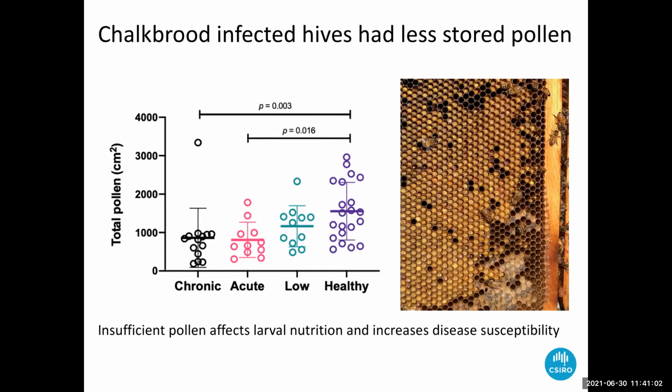What this result really highlights is the importance of hive nutrition for being more resilient to disease. Hives with low pollen levels are generally less able to support the nutrition of developing larvae, and this makes them more susceptible to infection. What was interesting though is that the DNA analysis of the pollen didn't find any differences in the diversity of pollens between chalkbrood and healthy hives, even though the diversity of pollen has been found important for bee health in overseas studies.